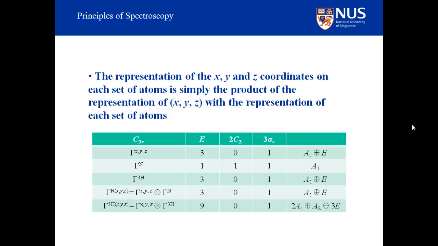For nitrogen, the product of the x, y and z representation with the nitrogen atom representation is 3 times 1 is equal to 3 under the identity, 0 times 1 is equal to 0 under the C3 class, and 1 times 1 is equal to 1 under the sigma V class. For the hydrogen atoms, the product of the x, y, z representation with the 3 hydrogen atoms representation is 3 times 3 is equal to 9 under the identity, 0 times 0 is equal to 0 under the C3 class, and 1 times 1 is equal to 1 under the sigma V class.